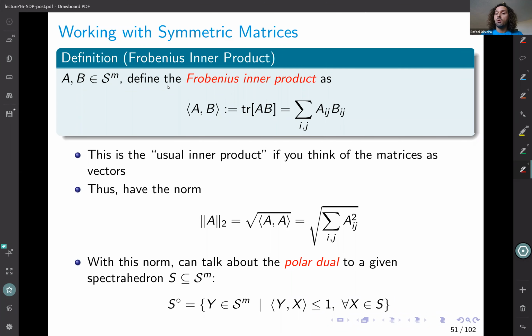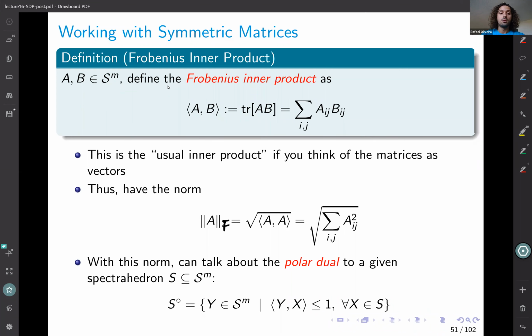Then we have this norm that we call the Frobenius norm. Let me just put an F here instead of 2. The Frobenius norm is just the square root of the inner product with itself, which is the L2 norm if you think of the matrices as a linear space. And if we take this norm, we can talk about the polar dual to a given spectrahedron. This polar dual is very special for some reasons that unfortunately we won't see today.